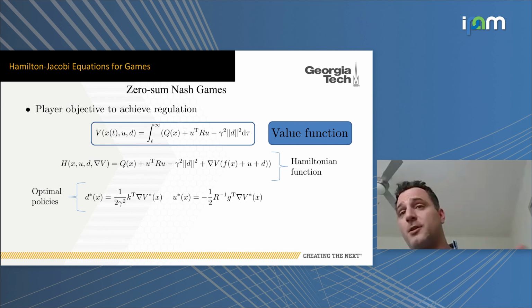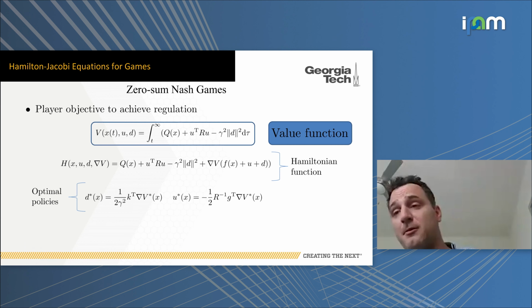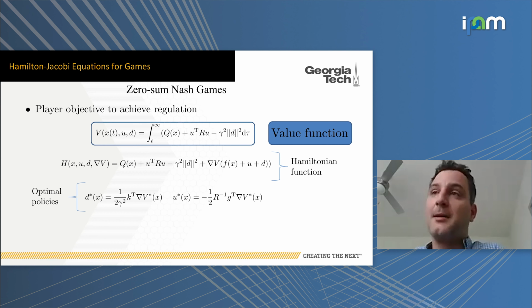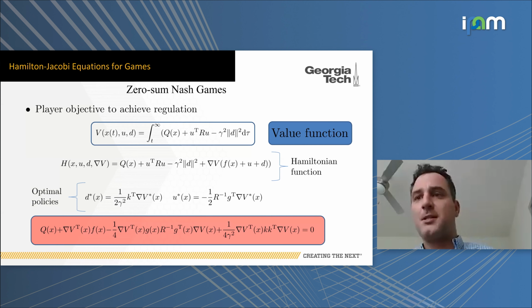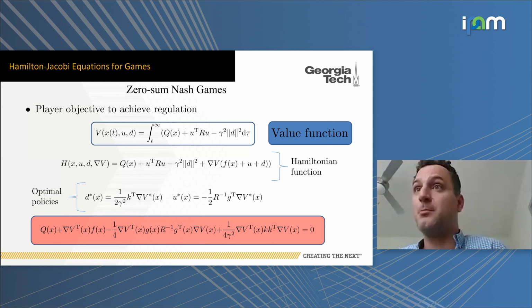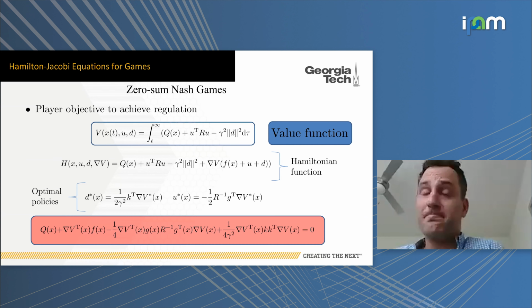Okay, so of course the optimal policies of this Hamiltonian can be found by using stationarity conditions. I'm sure we all know these things, okay? And then if we put this back into the Hamiltonian, we will have what is called the Hamilton-Jacobi-Isaacs equation, which is given by this expression over here. Of course, as you all know, this is almost impossible to solve, doesn't have a closed form solution, especially in high dimension. Even for simple systems, this is very difficult to solve.